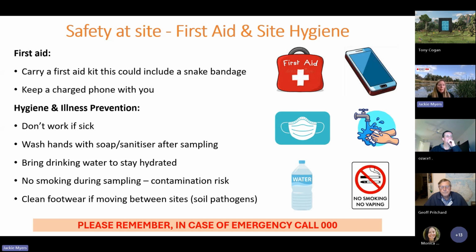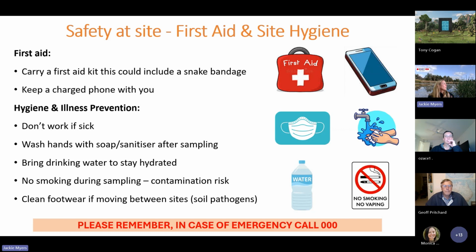After sampling, it's always important to wash your hands with soap and water or use hand sanitizer, especially if you're planning on a picnic or something after doing the sampling. Having a water bottle with you is really good for staying hydrated.